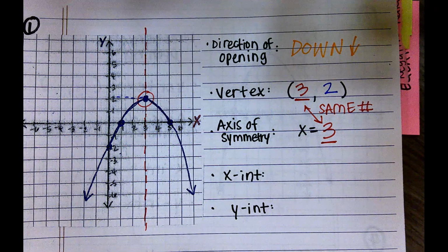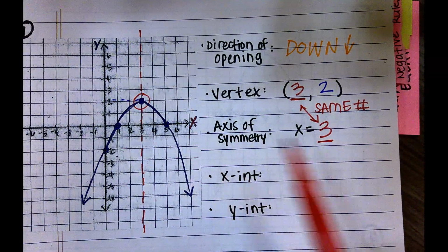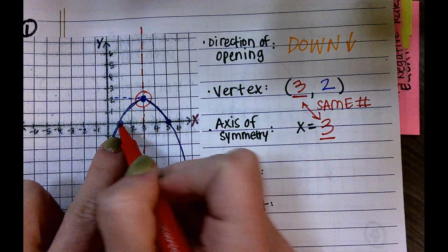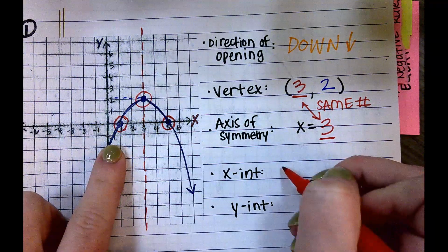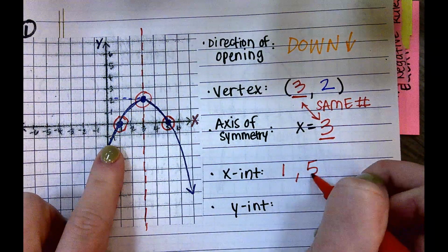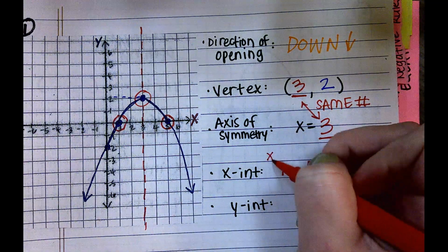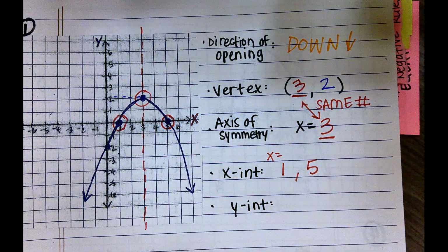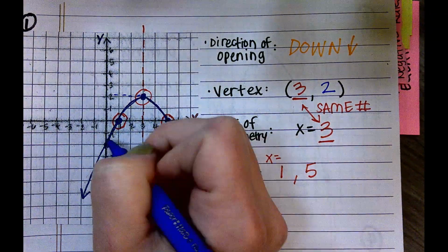Okay. Now, x-intercepts. Where am I touching the x-axis? Good. 1 and 5. And it's okay if you just write that. You could also write x equals 1 and 5. And my y-intercept? -2.